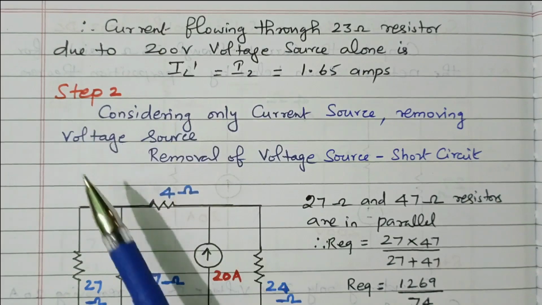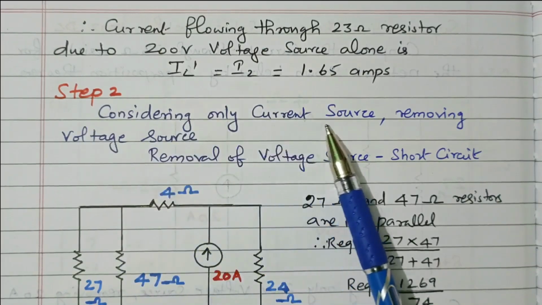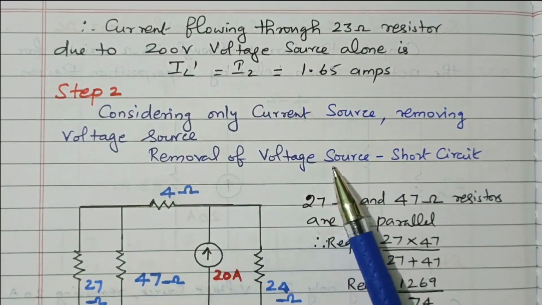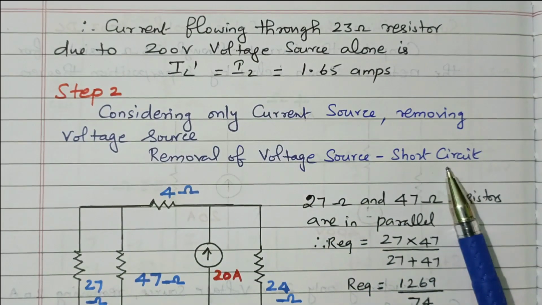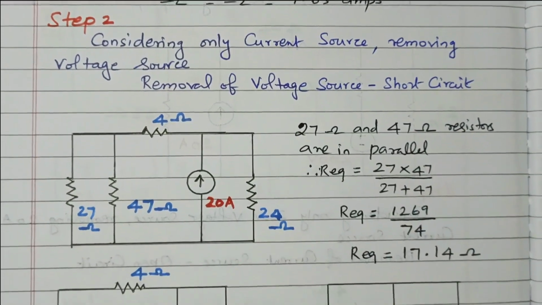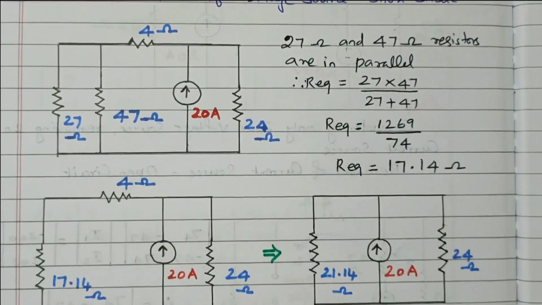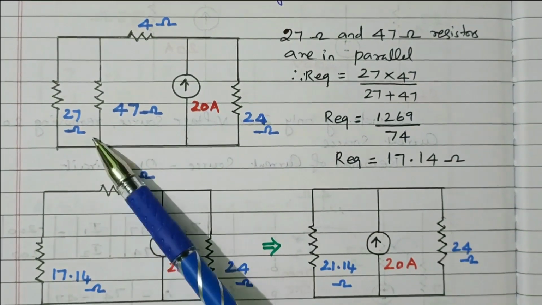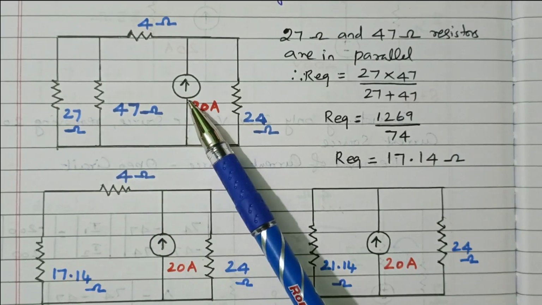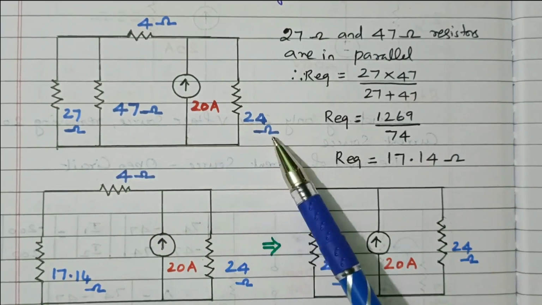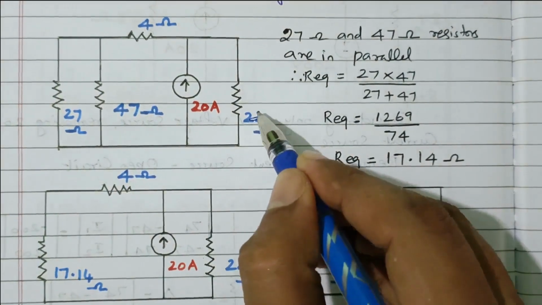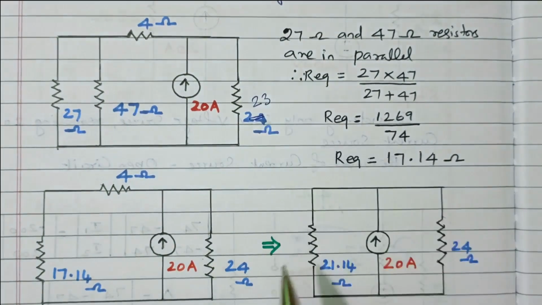Now we'll go to the second step. Considering only the current source, removing the voltage source. Removal of voltage source means it is a short circuit. We need to make a short circuit. We will see the circuit diagram. After short circuit, what will happen? So here the voltage source is there, that is short circuited now. Right? This current source alone we consider. Now again we need to find what is the current flowing through this 23 ohm resistor.